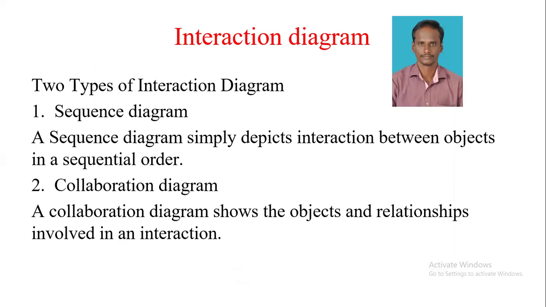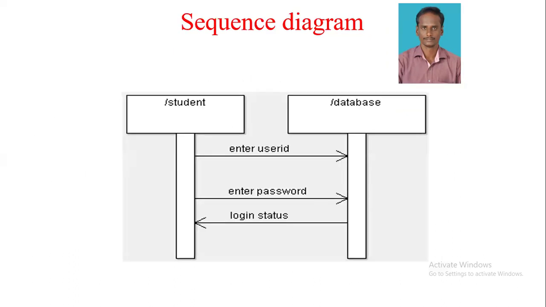A sequence diagram simply depicts the interaction between objects in a sequential order. From the name itself we can understand, because the name is sequence diagram, it means the interaction between objects in a sequential order. And the next one is the collaboration diagram. The collaboration diagram shows the objects and relationships involved in the interaction.